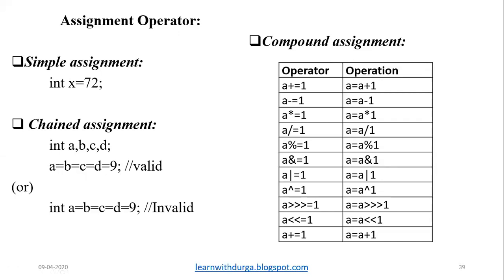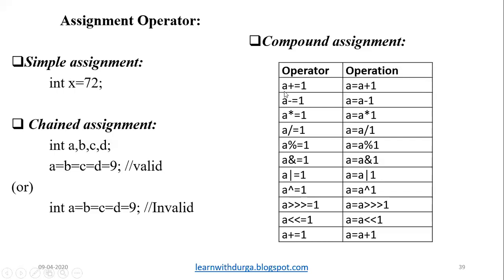When we go to the next level, suppose I have a single value a, and that value is going to be updated again. I'm not going to take one more variable. In that case you can use the shorthand, and that shorthand is nothing but compound assignment. Here I have listed a few compound assignment operators, only the valid operators, in this table.